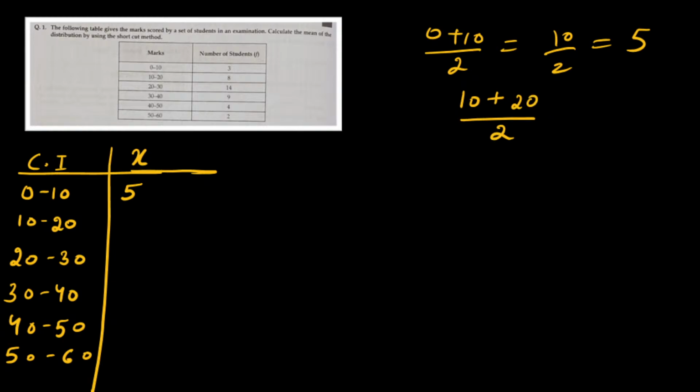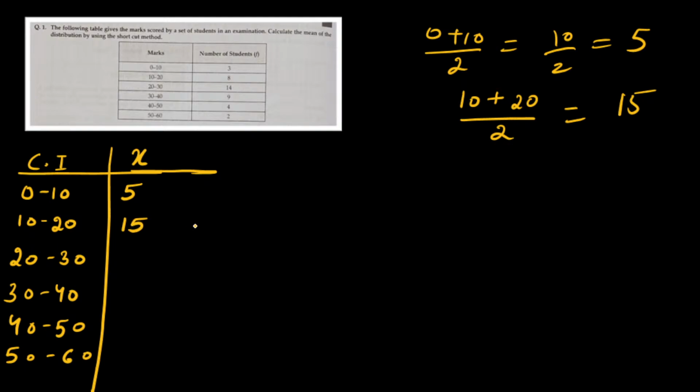So class mark, how to find? We can add both and divide by 2. Class mark is very important. So 0 plus 10 divided by 2, 10 by 2 is 5. So here I am writing 5. Then 10 plus 20 divided by 2, so 30 by 2, 15. Like this you can do.